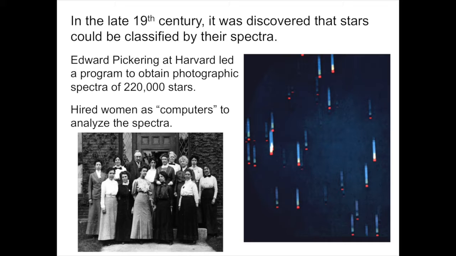One of the astronomers who set about trying to understand the spectral classification of stars was Edward Pickering at Harvard University. He led a program to obtain photographic spectra of nearly 220,000 stars using telescopes in the northern and southern hemispheres and the then brand new technology of large glass plate photography. To be able to analyze all of these spectra required that a human being look at them. This is the day before electronic computers, and indeed, the very first computers in history were not machines, but people.